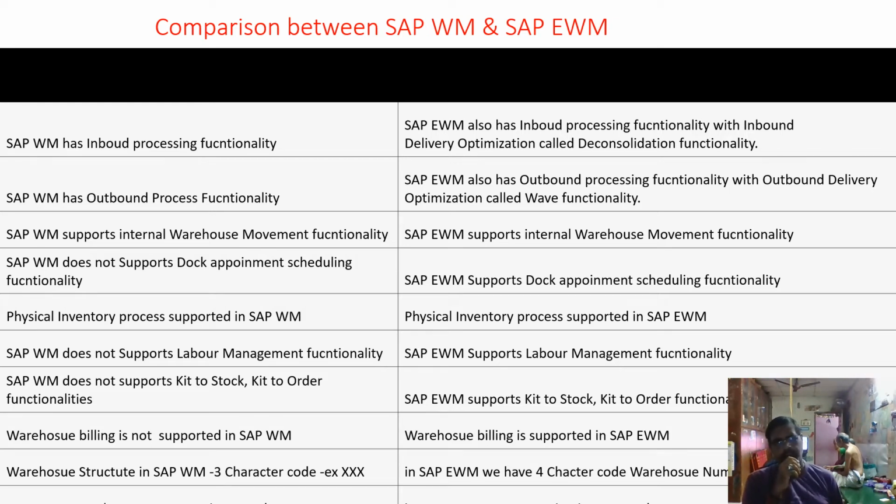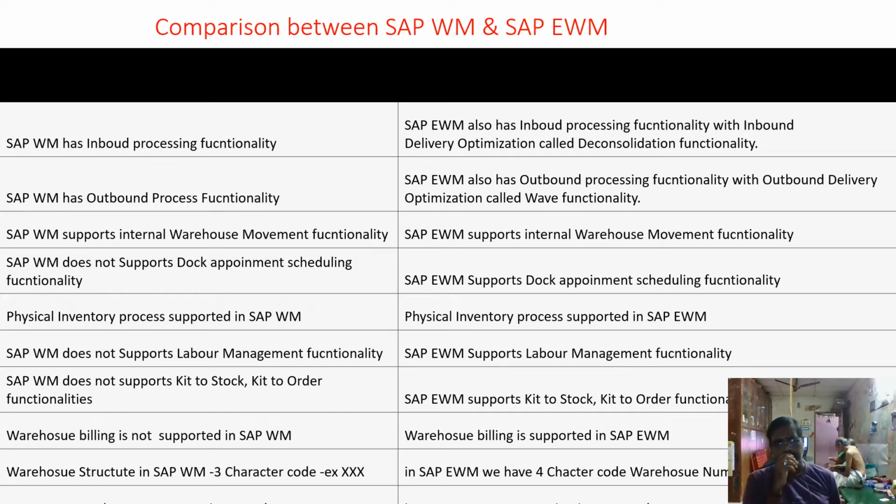But in EWM, you cannot do like that. Then actually you need to do the process arrangement and everything. So we have that functionality there, and we need to be ready with the live stock information in case of EWM. So process overriding everything we have. And SAP EWM has an inbound processing functionality with inbound delivery optimization, so-called deconsolidation functionality, right? So that's what I already told, arrangement.